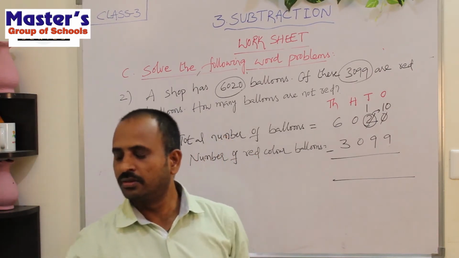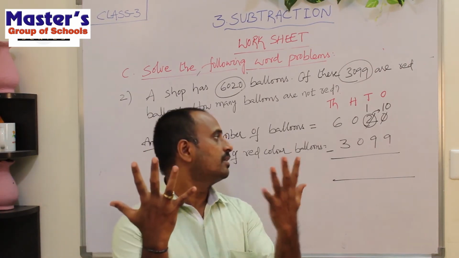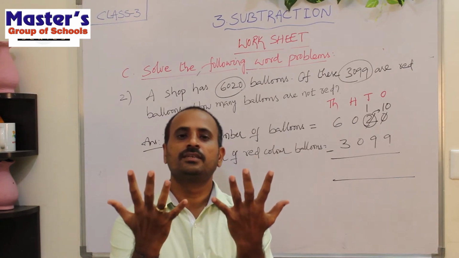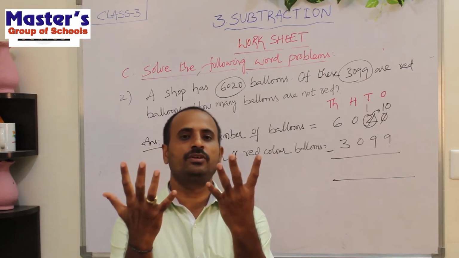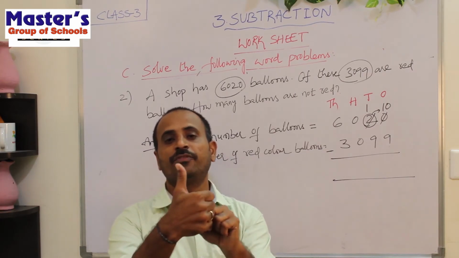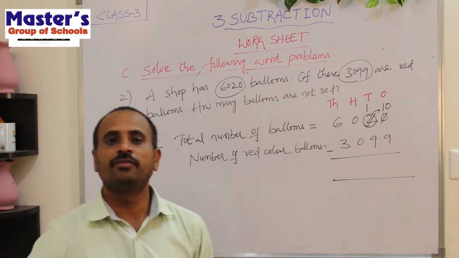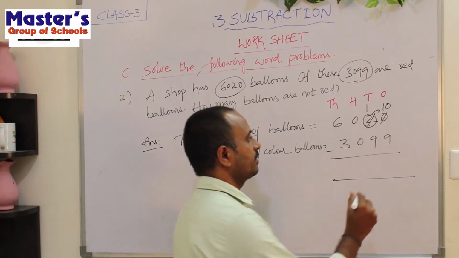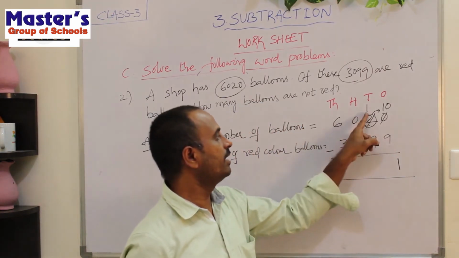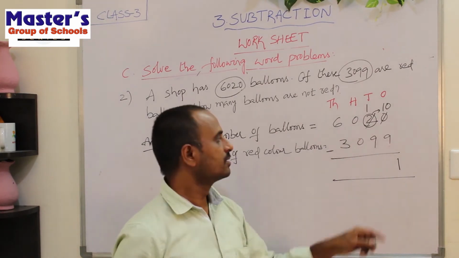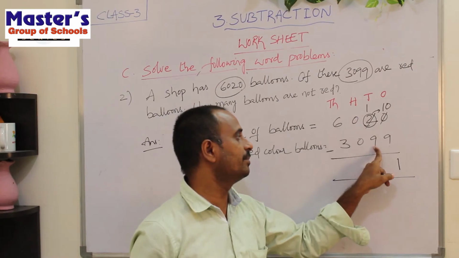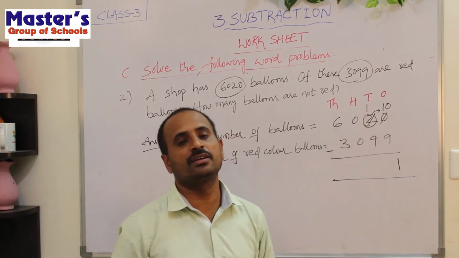Now the second number is 9. So close 9 fingers among these 10 fingers. 1, 2, 3, 4, 5, 6, 7, 8, 9. Children, how many fingers are there? There is only 1 finger. So write 1 here. Next, go to the tens place. What are the digits there? 1 and 9 are in the tens place. We cannot subtract 9 from 1 because 9 is the greater number and 1 is the smaller number. We cannot subtract.